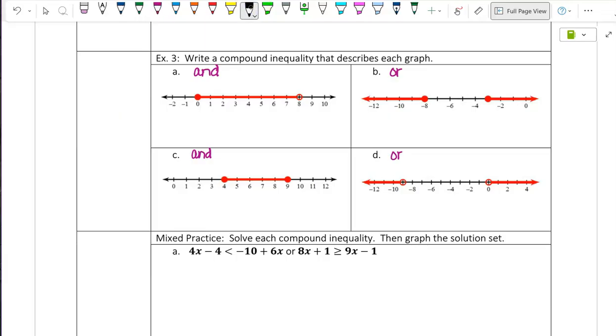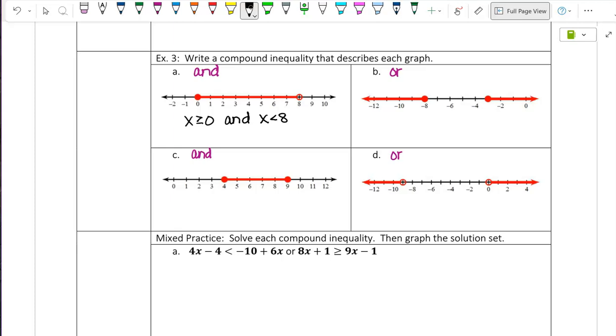But for this first one, we know we have a closed circle here. So we can say x is greater than or equal to 0. And we have an open circle at 8. x is less than 8. That is one way, just using the word and.